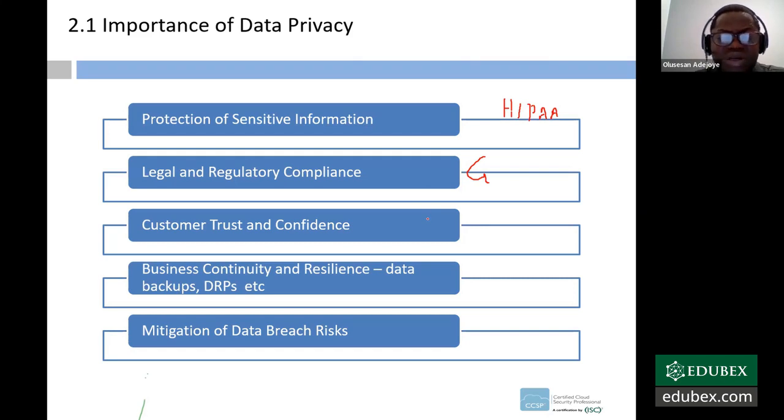Now, when we talk about customer trust and confidence, if you have seen the impact of data breach and the impact it has on the reputation of organizations in terms of their market share and reputation, you come to understand that protecting this data is of great importance for you to remain in business. Then business continuity and resilience: your data backup, your disaster recovery planning, these are classical examples of data privacy, how important it is, especially when there is a disaster. How do you ensure that those data are protected and the business can continue to function in the event of those disasters? The mitigation of data breach risks, which we are going to take a look at as we continue. But I'm going to be fast at some point.